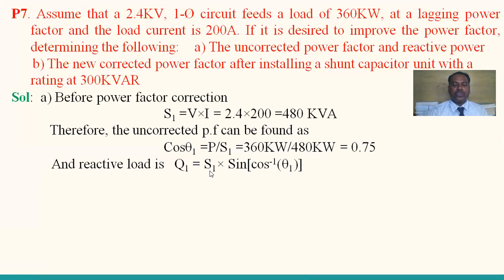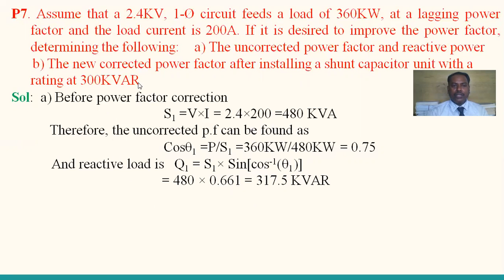Q1 is equal to VI sin phi. VI in the sense it is the apparent power, S1, into sin of cos inverse of 0.75. So which is equal to 480 multiplied by sin of cos inverse 0.75, which becomes 0.661, which is equal to 317.5 kVAR is the reactive power, and 0.75 is the uncorrected power factor.